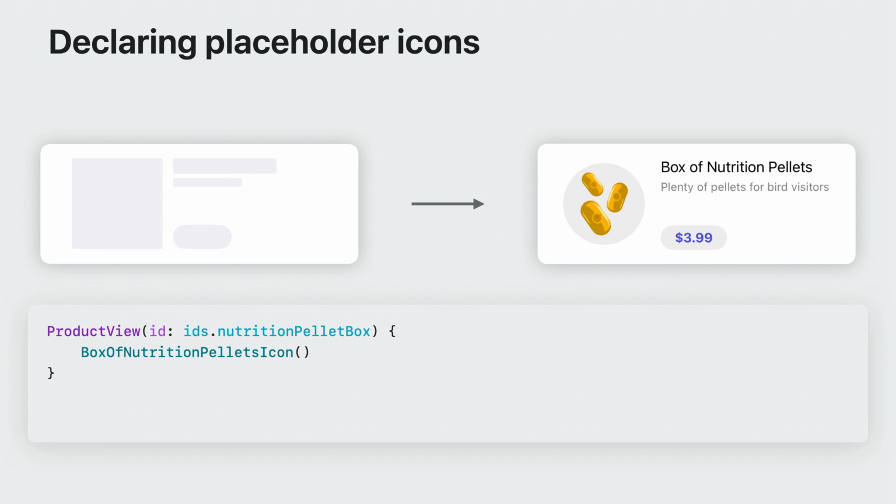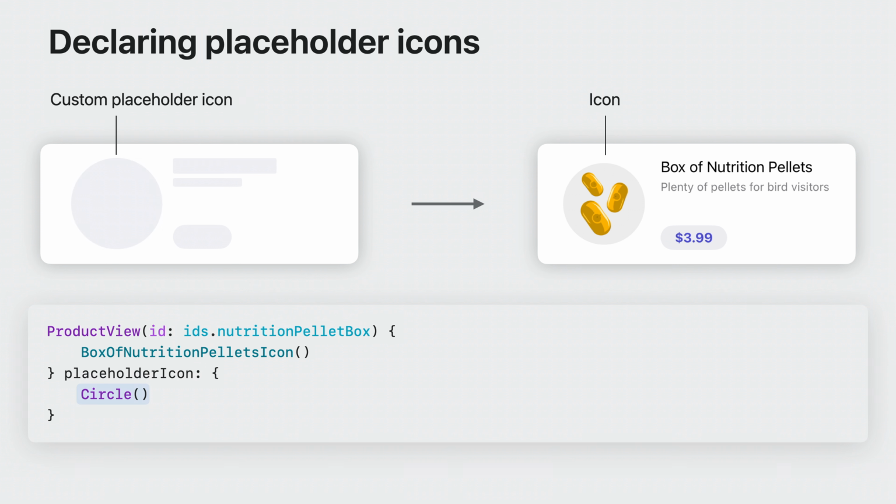When you provide an icon, the standard product view styles all show a placeholder icon while the product is loading, like what you can see on the left. Sometimes the automatic icon doesn't exactly fit what you expect the actual icon to be. For example, on iPhone, the automatic placeholder is a square, but we use circle icons for bird food products. You can easily improve this appearance by adding a second trailing closure to your product view with the icon you want to use for your placeholder. In this case, I just provided a circle for the placeholder.